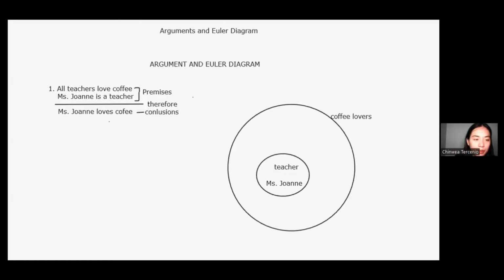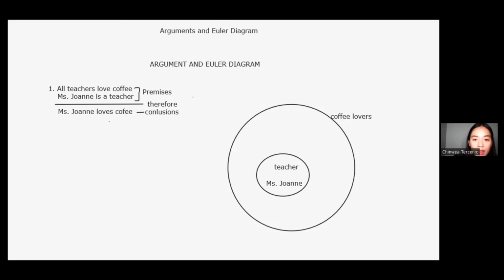Good afternoon, everyone. So this is my example. The first argument is all teachers love coffee, while our second argument is Miss Joanne is a teacher. Therefore, the two arguments are what we call premises. Therefore, we can conclude that Miss Joanne loves coffee.